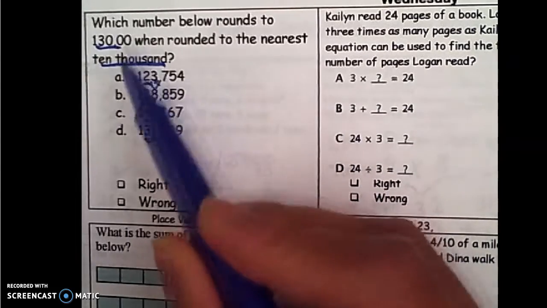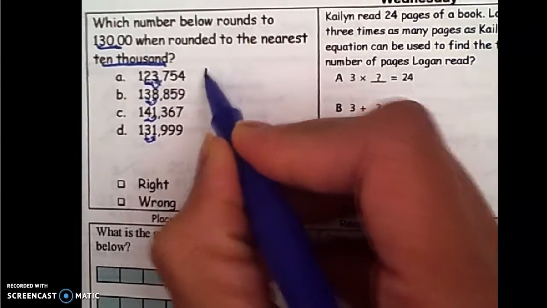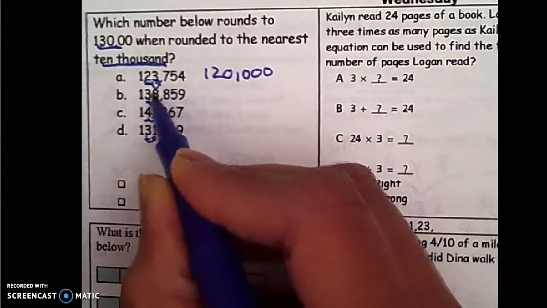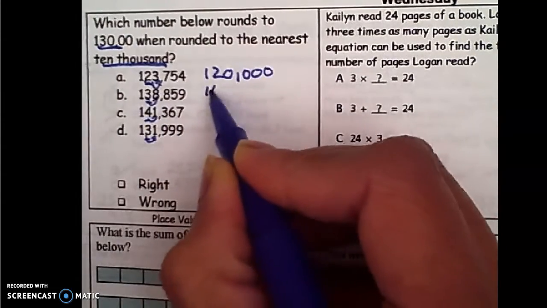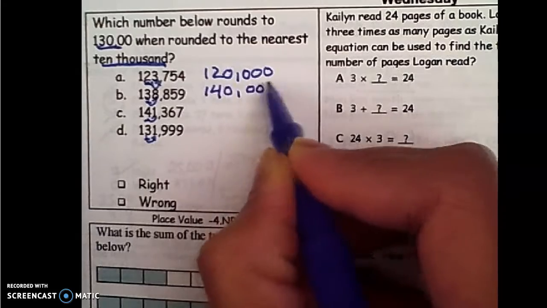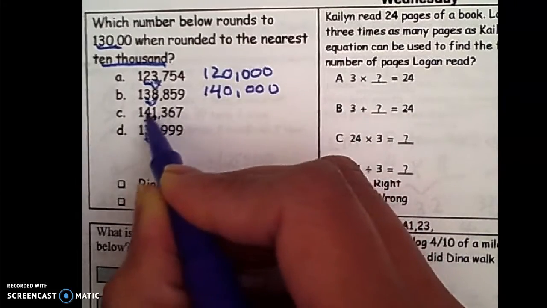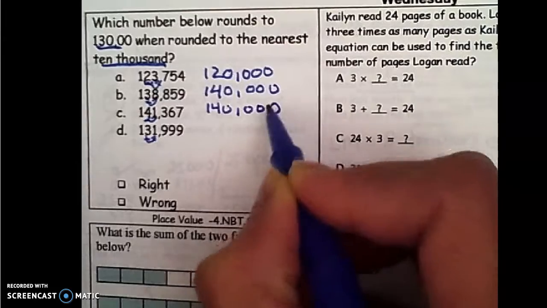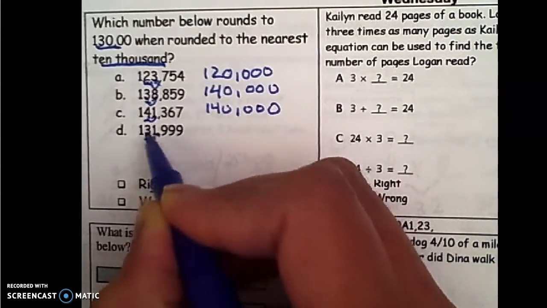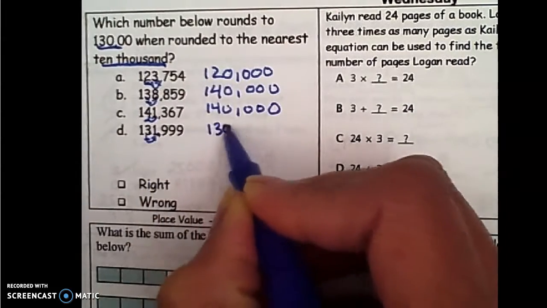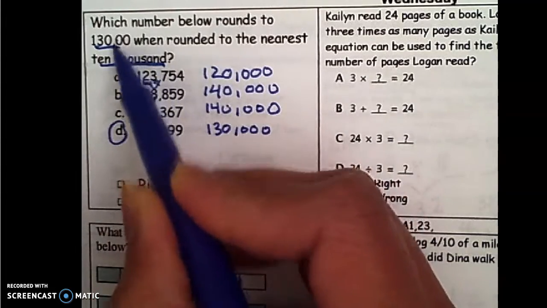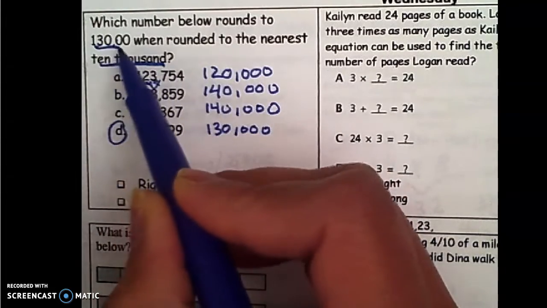So 3 is going to make the 2 stay there. That means that this number is going to round to 120,000. This 8 will make the 3 round up. So this number rounds to 140,000. This 1 is going to make the 4 stay there. So it's going to round to 140,000. And this 1 is going to make the 3 stay there. So this one's going to round to 130,000. So choice D is the one that when it's rounded to the nearest 10,000 rounds to 130,000.